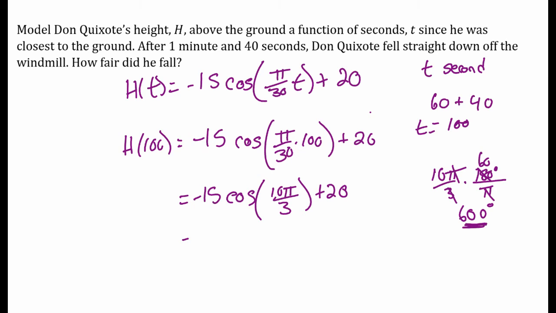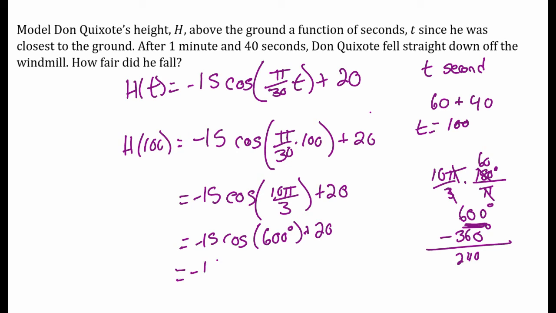600 degrees. So this is negative 15 cosine of 600 degrees plus 20. Well, what's the cosine of 600 degrees? I have no idea because 600 is too big. So let's subtract 360 from that. Let's subtract 360 degrees from 600 to get 240. And we need to get the cosine of 240 degrees plus 20.